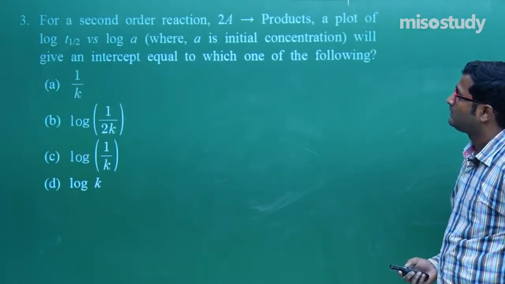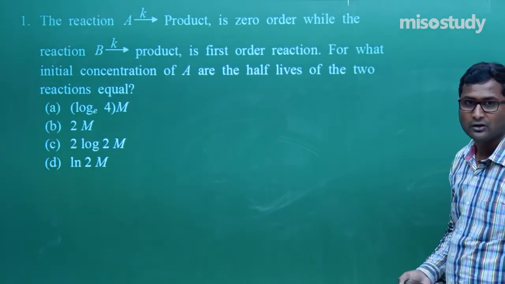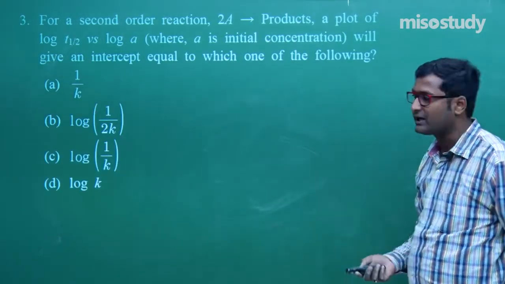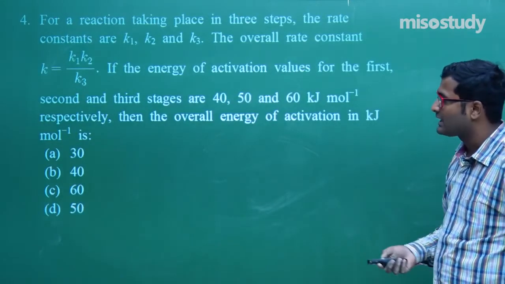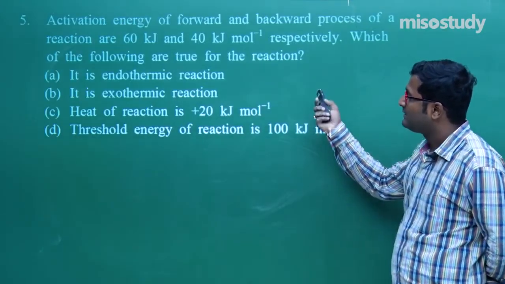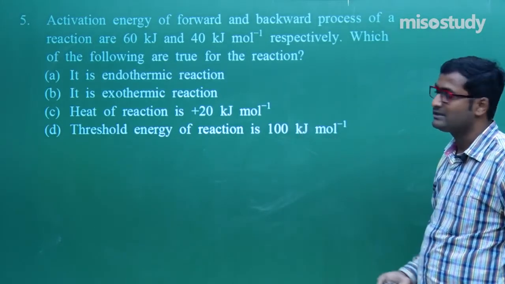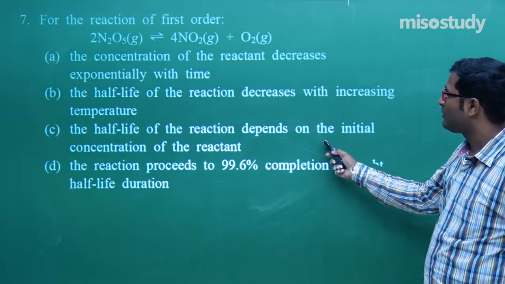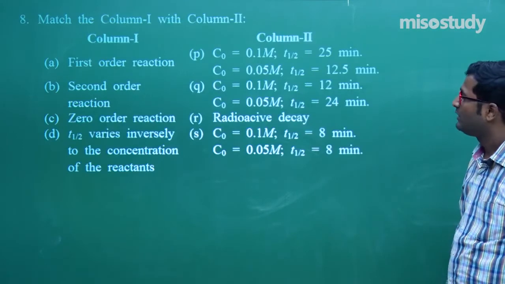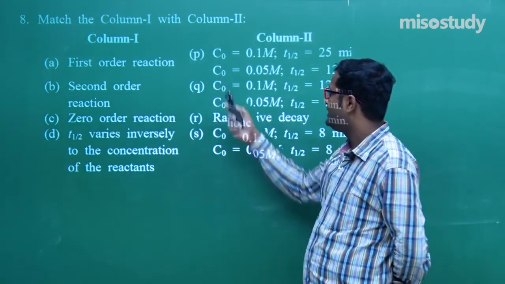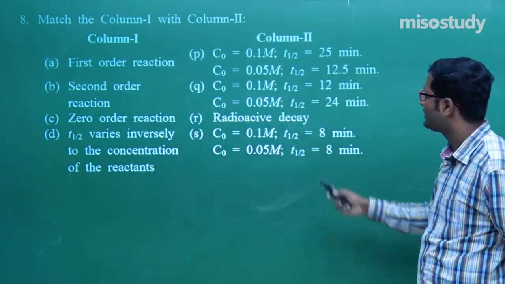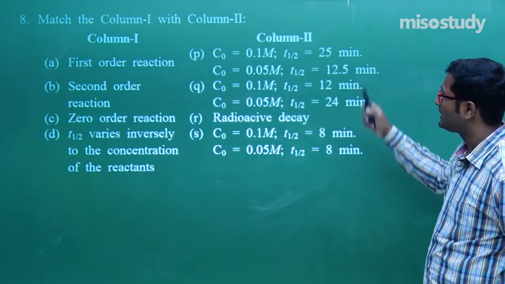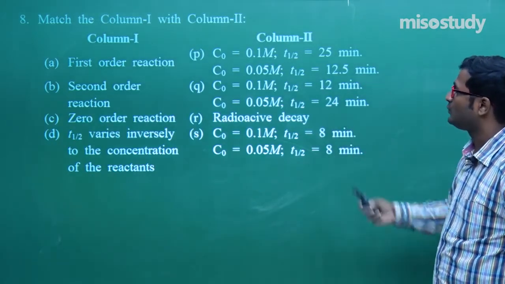For question number 1, A is the correct option. For question number 2, B is the correct option. For question number 3, D is the correct option. For question number 4, A is the correct option. For question number 5, endothermic, A, C and D are the correct options. For question number 6, zero order. For question number 7, this one is wrong, A, B and D are the correct options. For question number 8, I have discussed, P, and in this case first order is R and S. For second order, it is Q. For zero order, it is P. For D, it is Q.